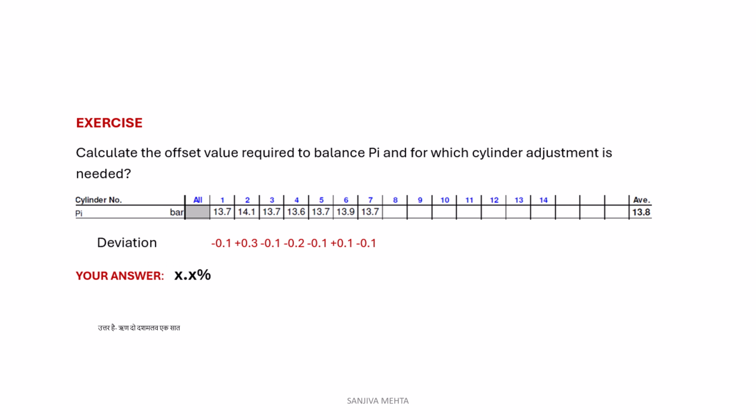Let us say this is the value. Whether it is low load, half load, whatever, it doesn't matter. The adjustment is the same. Suppose this is a high load value. Calculate the offset value required to balance PI and for which cylinder adjustment is needed. You calculate. Tell me, which unit's deviation is more?